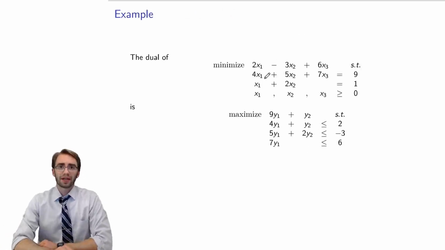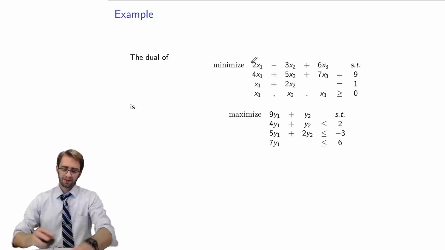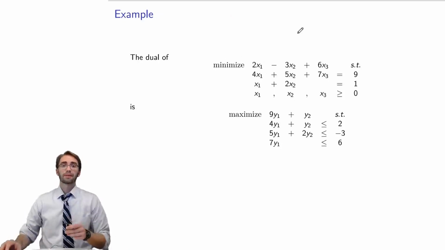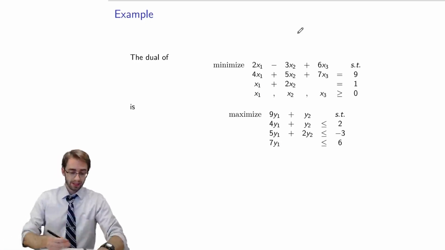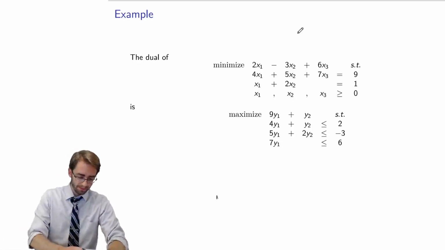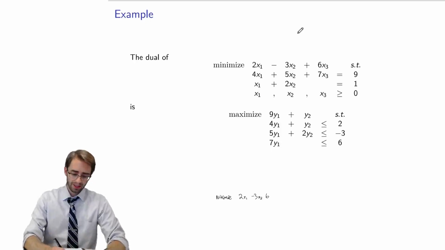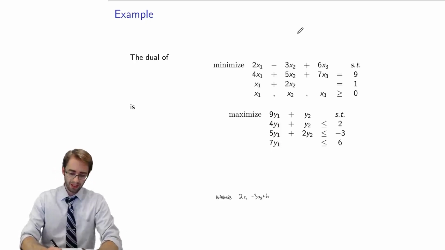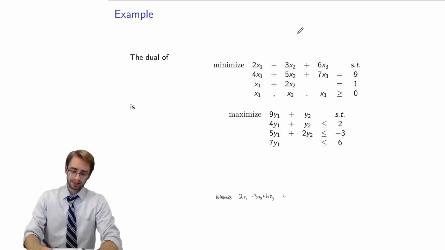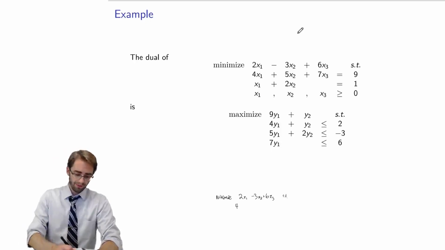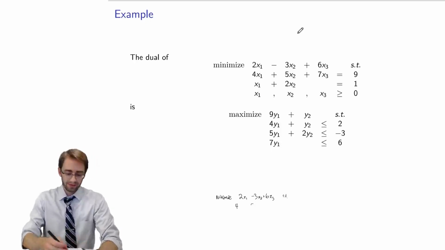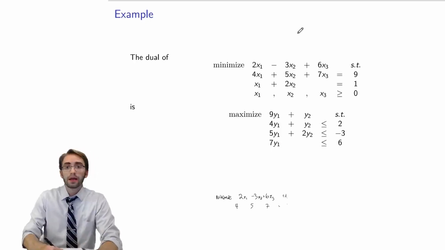Let's do this with some numbers so you can see what's going on. So here I've got a linear program that looks like, in fact, I'll do this one by hand so you can see it. I'll copy it down really quick. We've got minimize 2x1 minus 3x2 plus 6x3, subject to 4, 5, 7 is equal to 9.